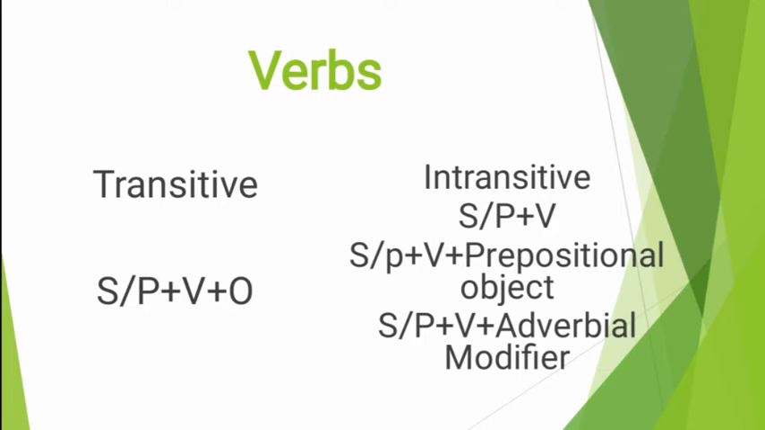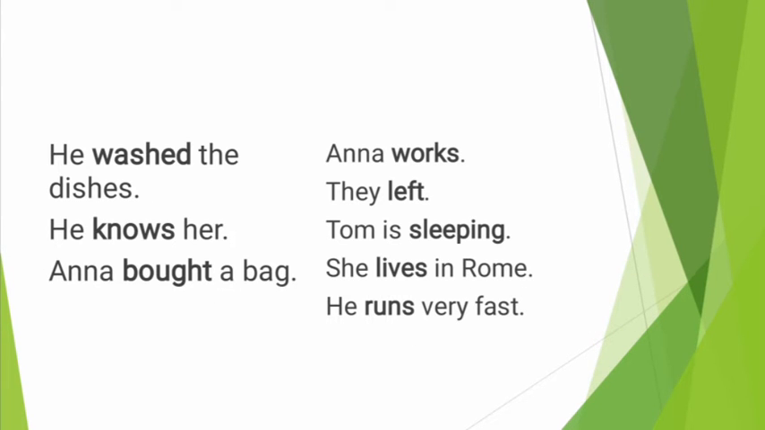And the next, formation. If you look at this slide, first are transitive verbs and their formation. At the beginning of the sentence, subject or pronoun plus verb and object. Intransitive verbs have their own formation. At the beginning of the sentence, subject or pronoun plus verb. Sometimes subject plus verb plus prepositional object, or subject plus verb plus adverbial modifier. We can look through some examples.